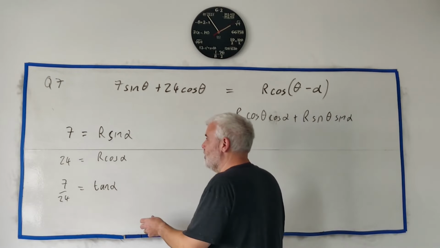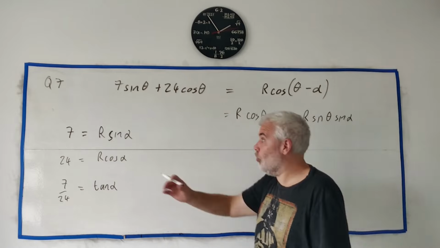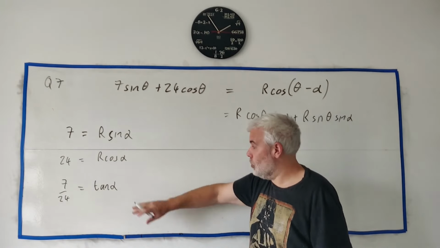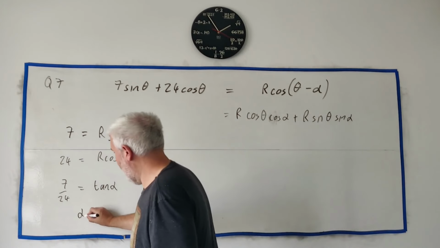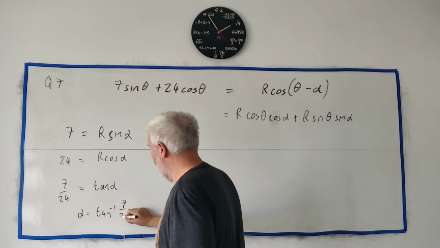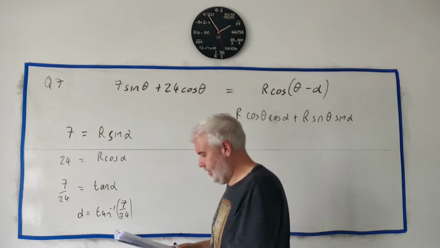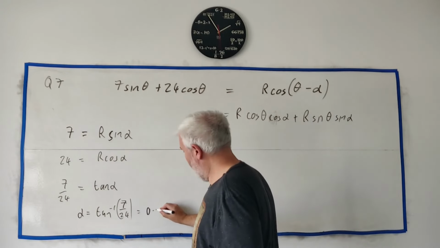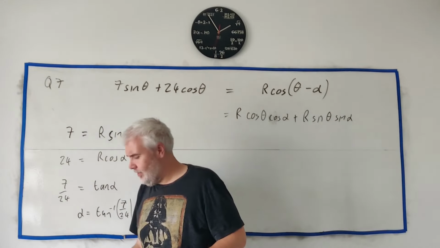And what I've done there is actually, not so much the alphas I suppose, I destroyed the Rs. So we're just left with an alpha. This is an equation with one unknown. We can just solve that. Alpha is equal to the inverse tan of 7 over 24, and that comes out as 0.2838.